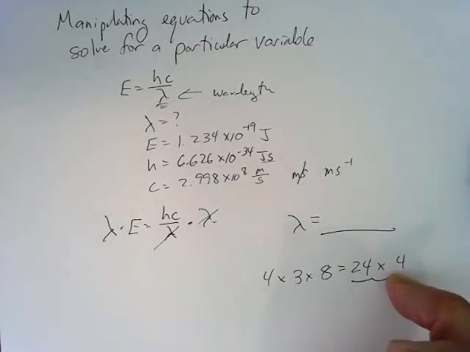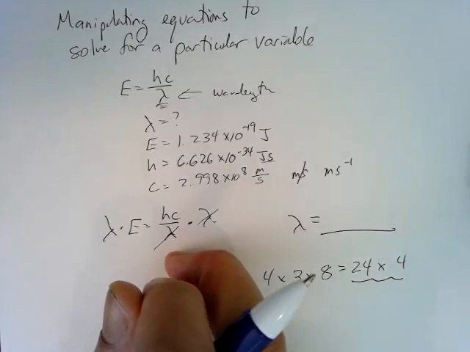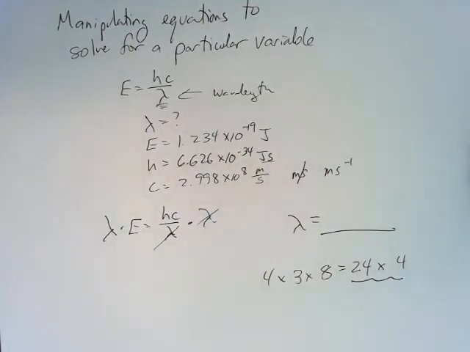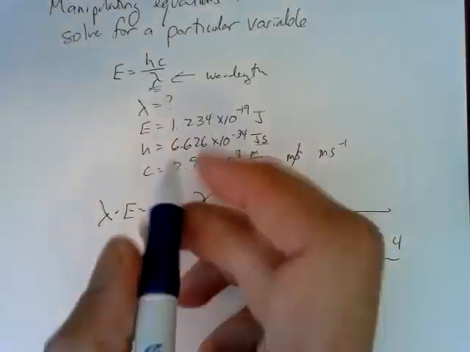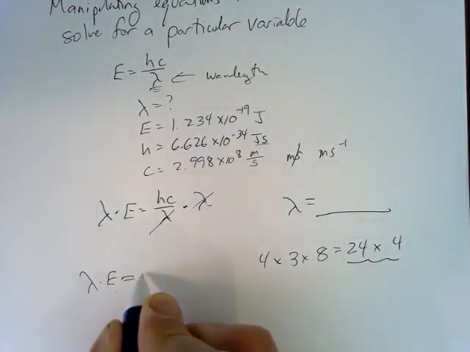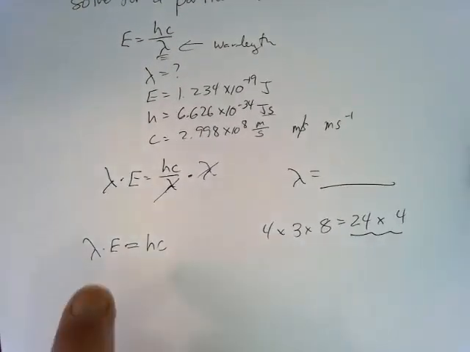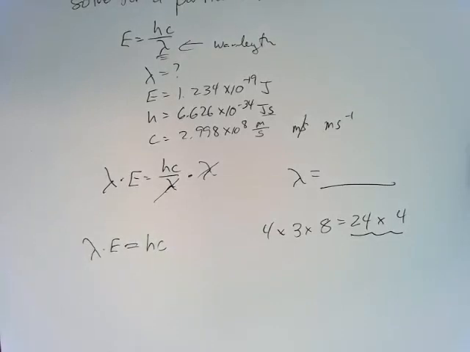So anything we do to one side of the equation, we have to do to the other side of the equation. Nothing different when we're working with symbols. Again, anytime we have a question about how to manipulate symbols, if we always go back to thinking about what we do with numbers, we can answer that question. Okay, so now in this case, we have lambda times energy is equal to hc. Well, we still haven't quite isolated the variable, but we do have lambda in the numerator now, which is good.